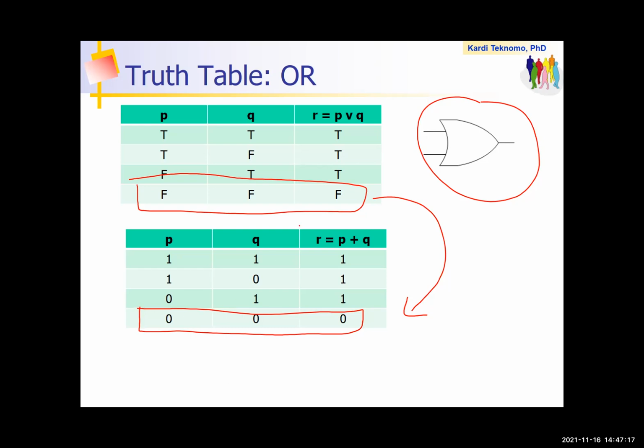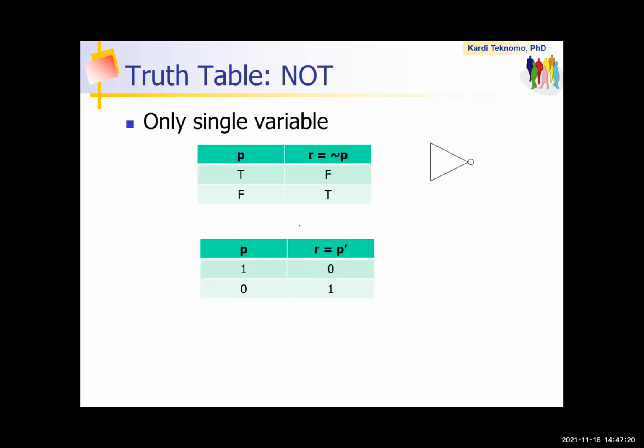And how about not? Not is the same thing as negative. So you can put it as minus P. Negative of 1 is 0, negative of 0 is 1. And this is the symbol. Why do we want to introduce the symbols? Because using the symbols, now you can create a network of logic. Using Boolean logic, you can create a network of logic. This is very interesting.